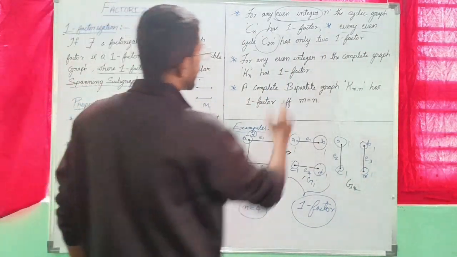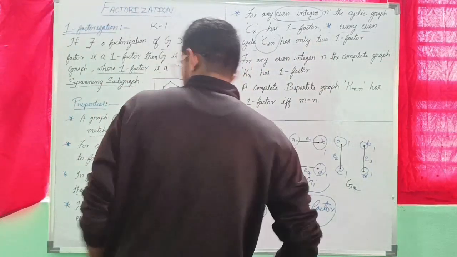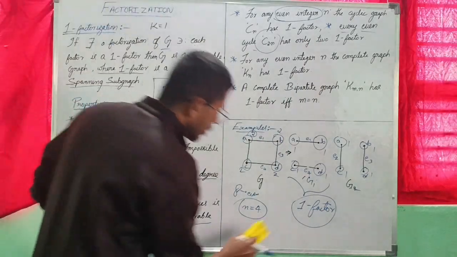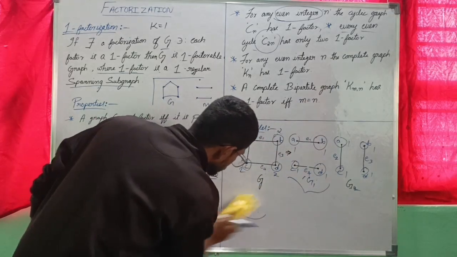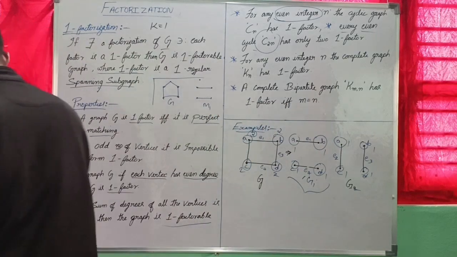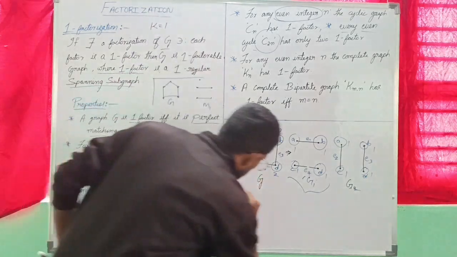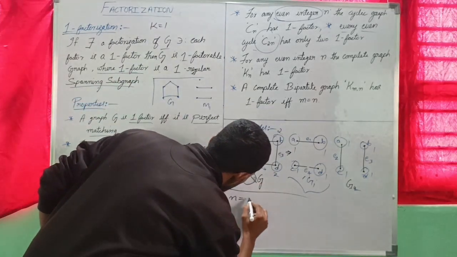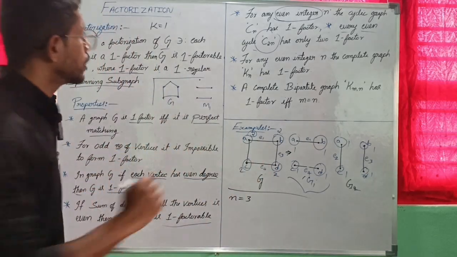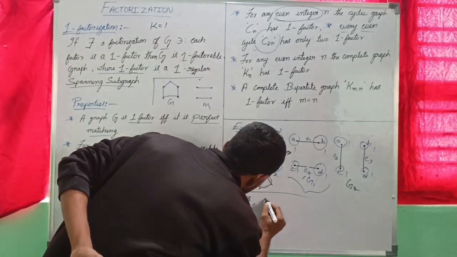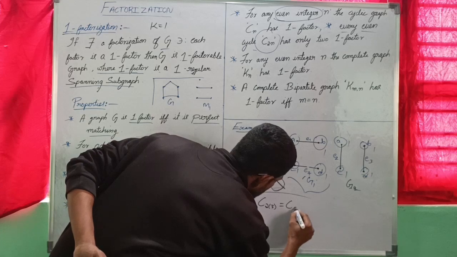This is the fifth property, and the sixth property is that every even cycle C2n has only two factors. Only two factors. Let us take an example. I will take n equals 3. Then the cyclic graph we get is C2n, 2 into 3, which is C6.